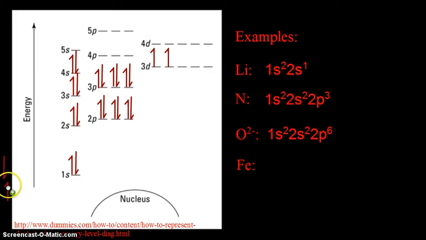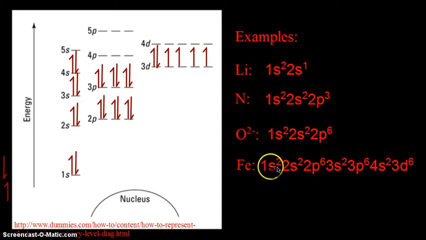22, 23, 24, 25, and then finally the last one goes in spin down, 26. So iron has the electron configuration of 1s2, 2s2, 2p6, 3s2, 3p6, 4s2, 3d6.